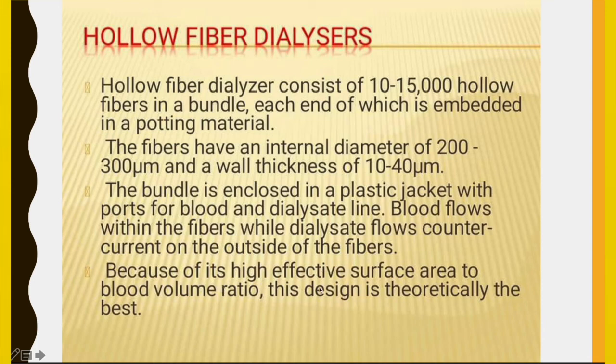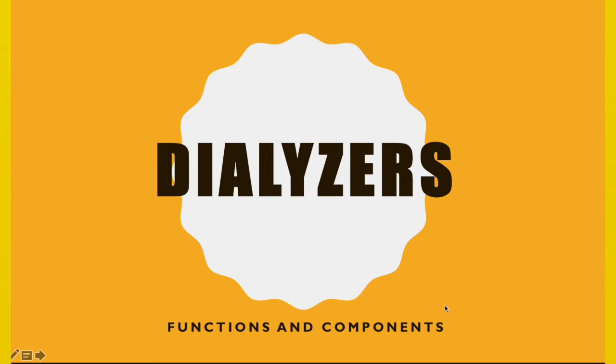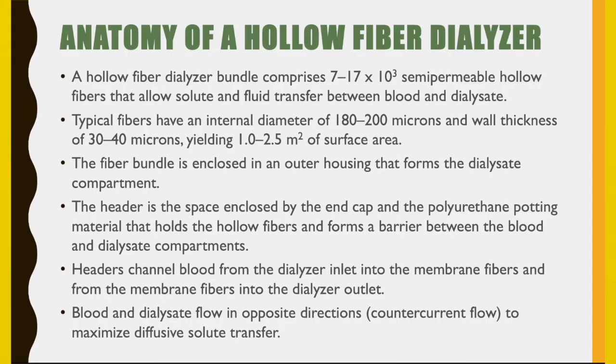Because of its high effective surface area to blood volume ratio, this design is theoretically the best. So no more advancement can be made in the design of the dialyzer, because theoretically the design which we are using nowadays is the best. Now the function and components of the dialyzer. This is the anatomy. You can take a screenshot of it. As I told you earlier, the semi-permeable membrane fibers and the diameter are all covered in the anatomy of the hollow fiber dialyzer.